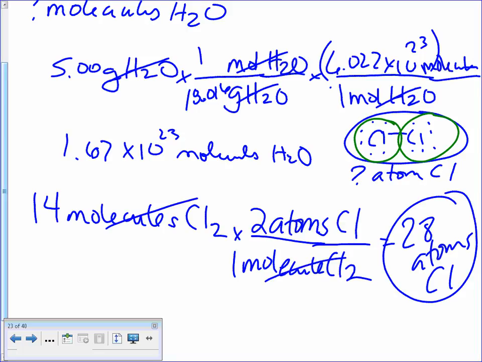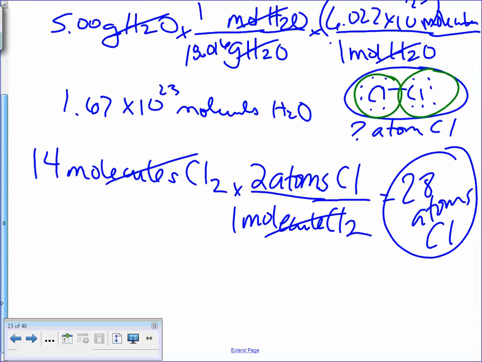I know some of us are like, oh yeah, there's 2 atoms of chlorine per molecule of chlorine. Yeah, you can do that in your head, but when it gets more complex, you're going to need a process, and this is the process. It's not magic, it's math. Okay? I'm just giving us a heart to heart here. You've got to do it.